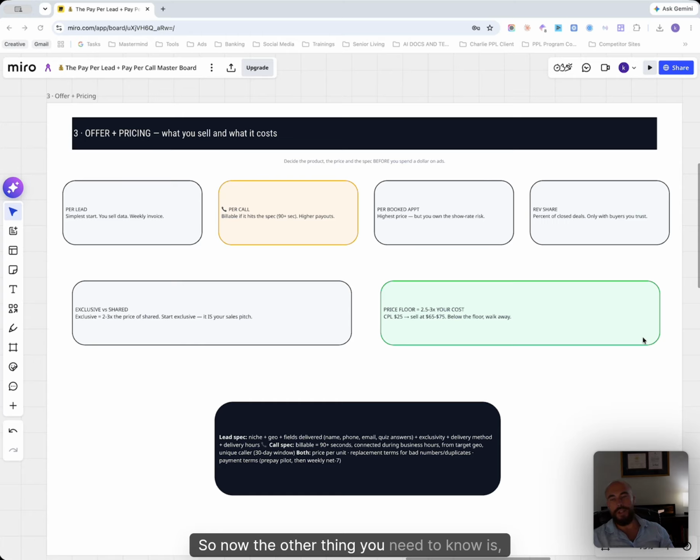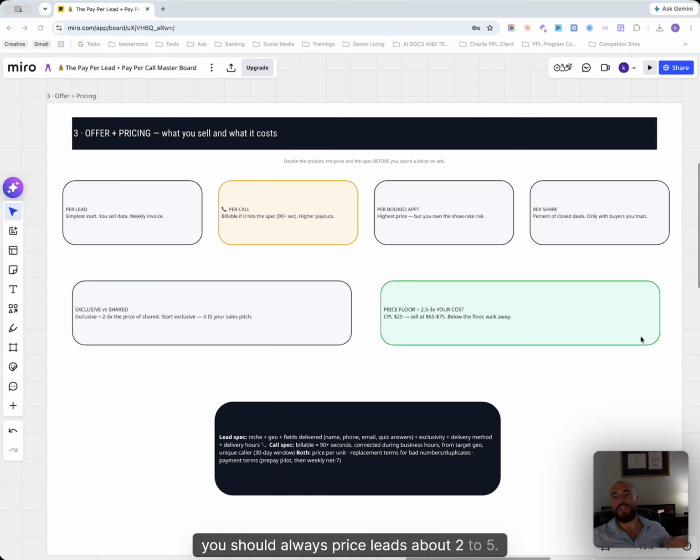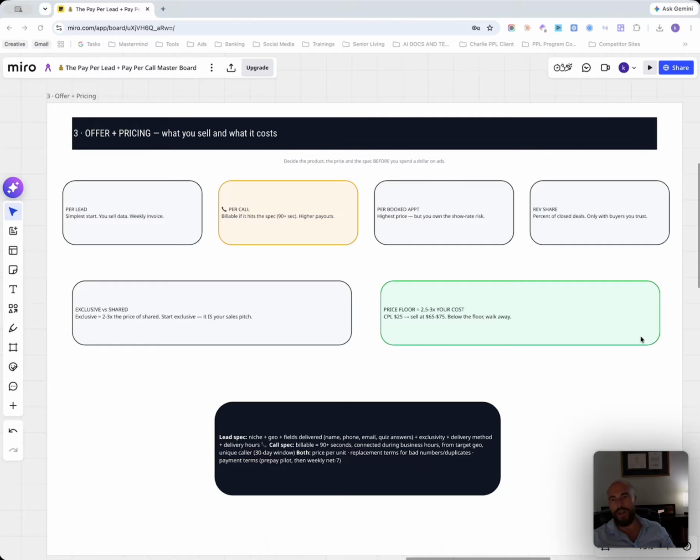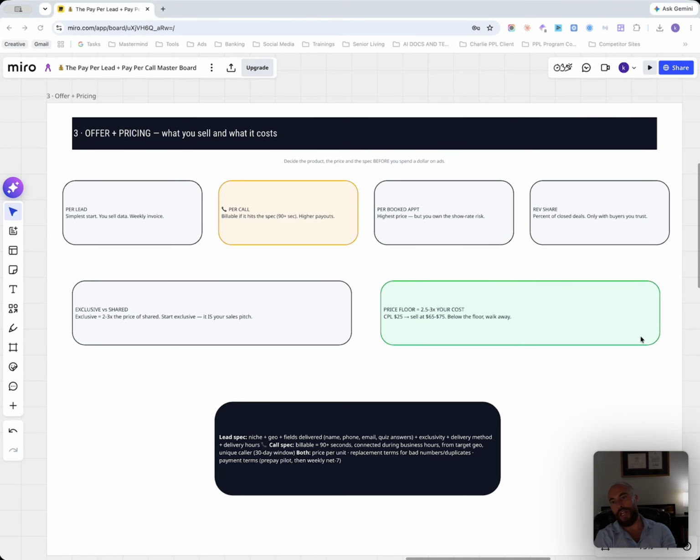So now the other thing you need to know is how you should price things. For instance, you should always price leads about 2.5 to 3x your cost. So essentially, you also want to think about what they're making on it. I always try to give my clients at least 3 to 3.5x ROI on all the money they spend with me. So that's what I'm trying to do. But basically, if you have a cost per lead of 25, you want to sell for 65 to 75, and anything below that, you should walk away because your margins will be too thin. And if your lead price skyrockets at scale, you're going to get screwed. And it's happened to me. So do not do that unless you're making a 2.5 to 3x ROI.